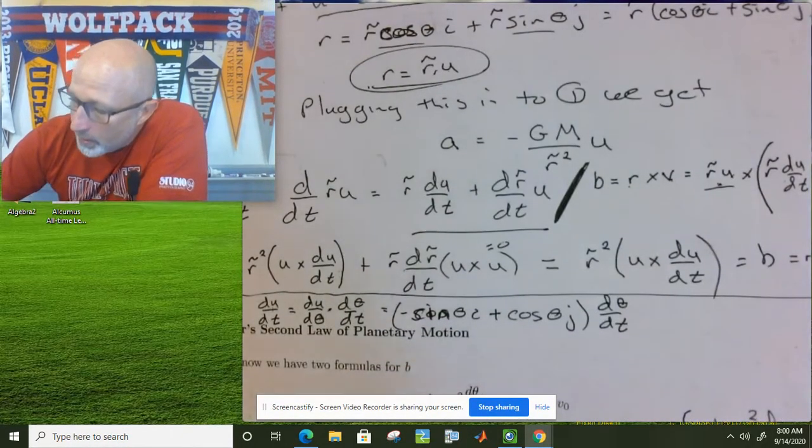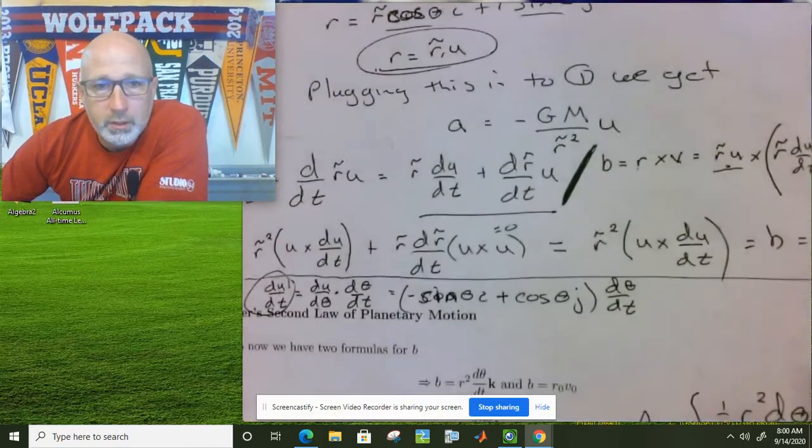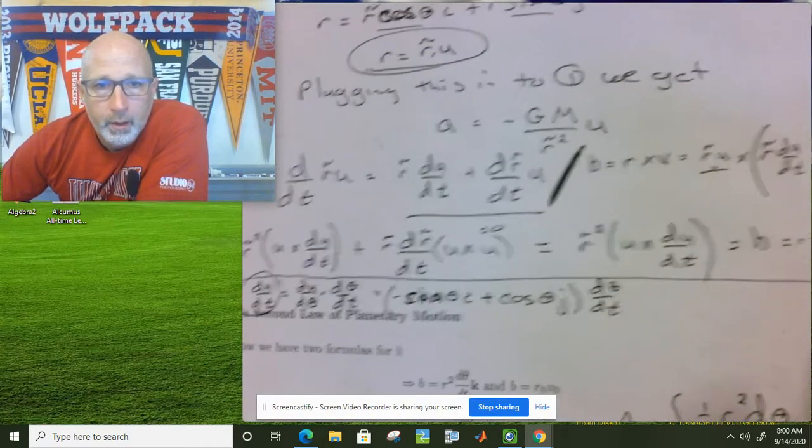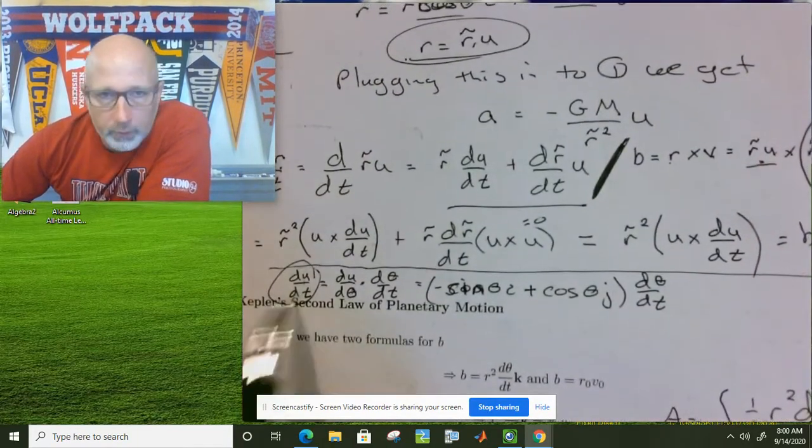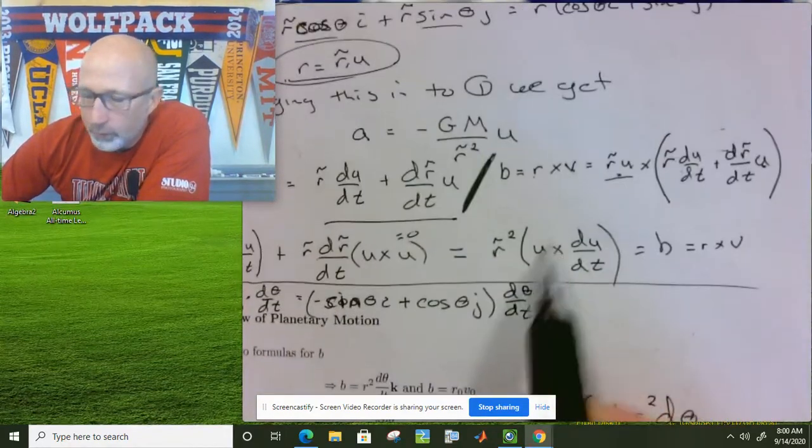Now, why did I do that? Because I wanted to know what this was equal to, du dt. And the reason why I wanted to know what that was equal to is because I want to go up here and I want to cross it with this.